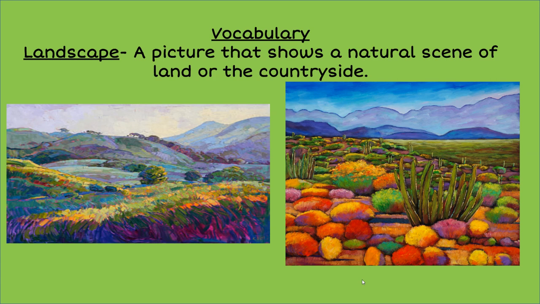Landscape is a picture that shows a natural scene of land or the countryside. On the left, we see hills or mountains that look very much like real life and might remind you of where we live. On the right, we see a desert landscape that also might remind you of the landscape that we would see where we live. You'll notice on the right that this artist added some colors that we don't see in real life to the landscape.